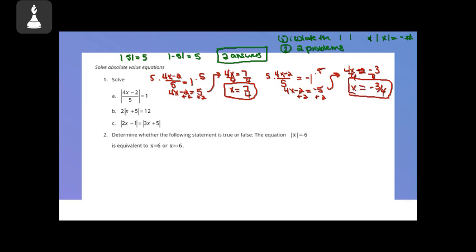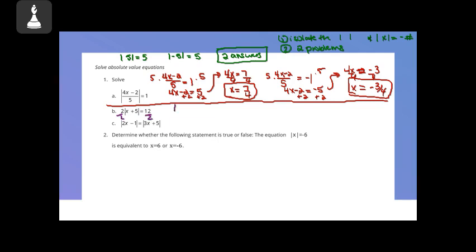Working with B, we have 2 times the absolute value of x plus 5 equals 12. So in this one, the absolute value is not isolated yet. There's a 2 outside. So I need to work with that first. In order to get rid of that, I'm just going to divide both sides by 2. And I have the absolute value of x plus 5 now equals 6. From here, I can now create my two problems.